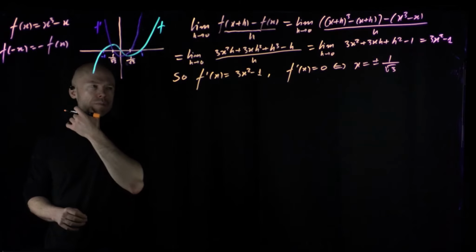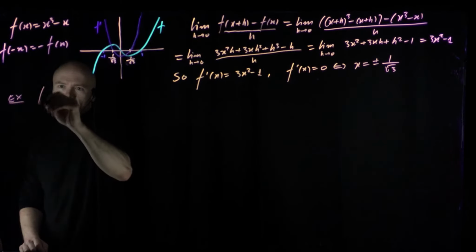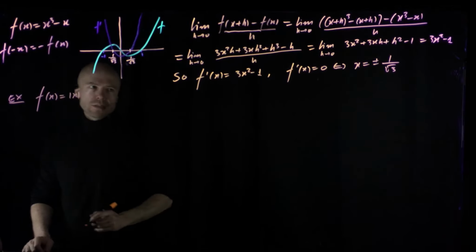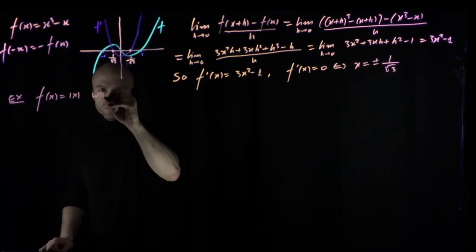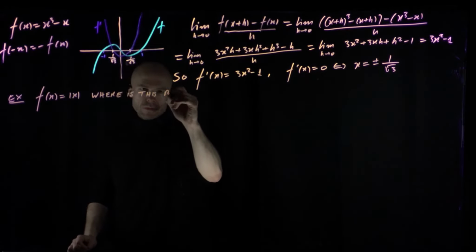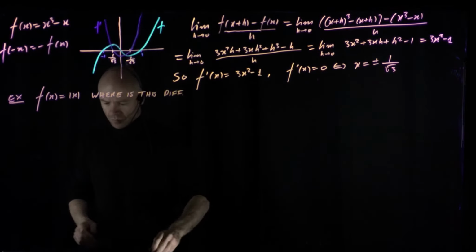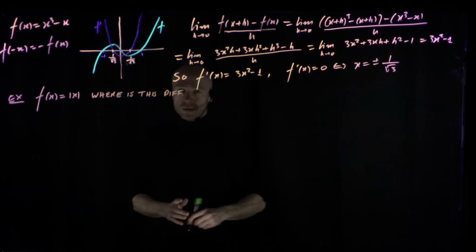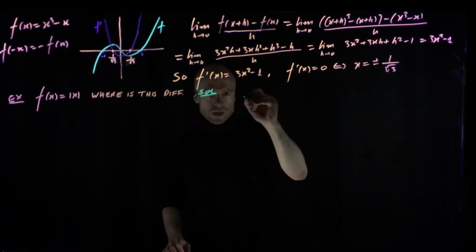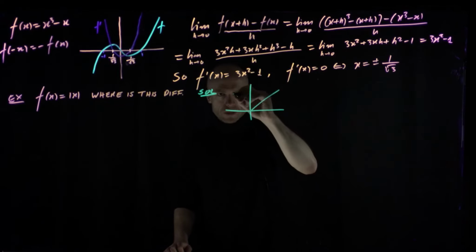Let's maybe do another one. Let's consider this example. f of x equals mod x. Where is this differentiable? And it's the same kind of game. So we're first going to try and understand this, visualize it. It's not particularly hard to visualize. We see it looks like this, right? It looks like this.